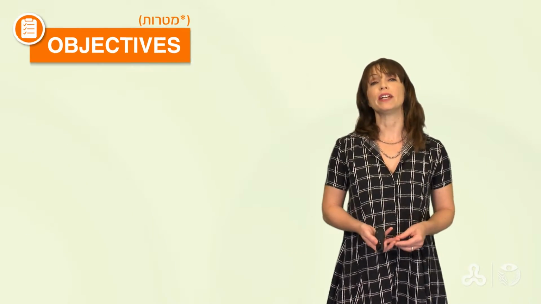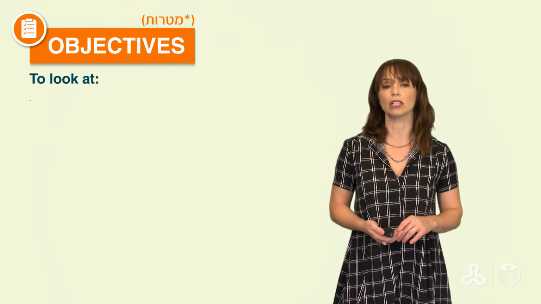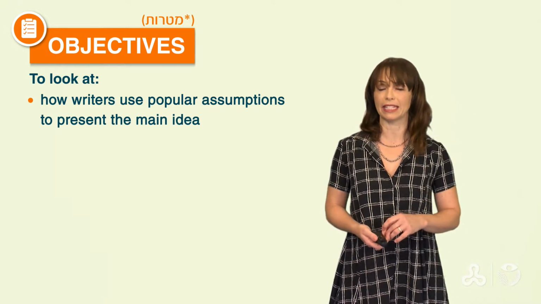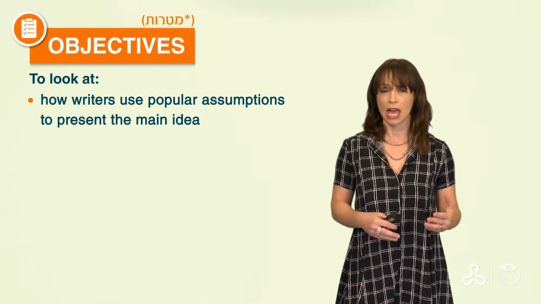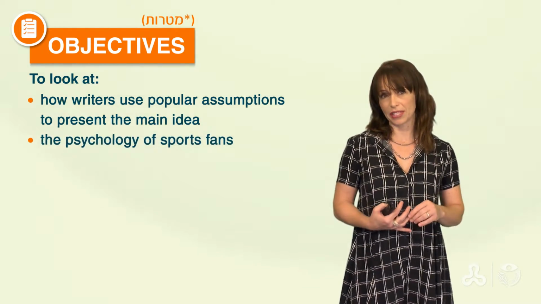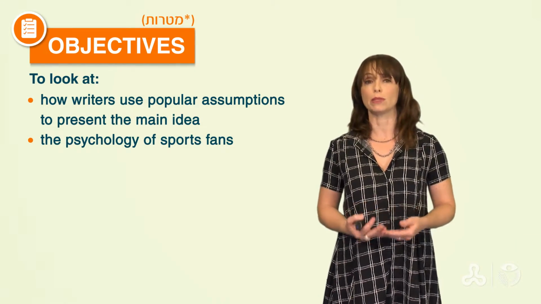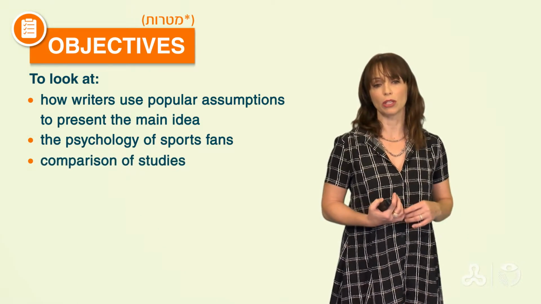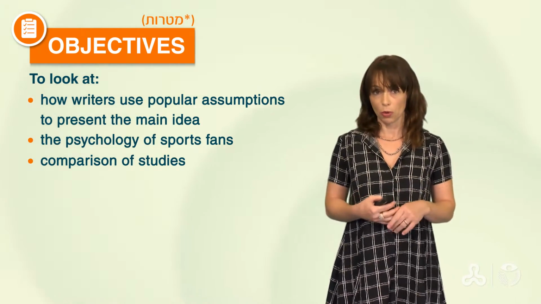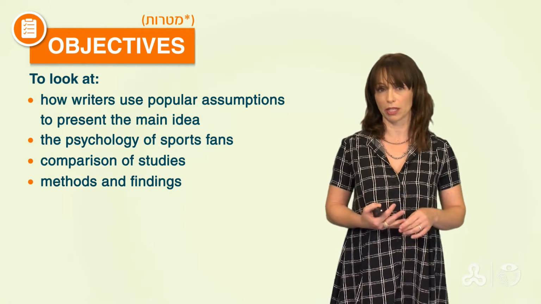So what are the specific objectives for our text today? In our text today, we're going to look at how writers use popular assumptions to raise the main idea. Yes? How writers use some popular assumption to raise the main idea in the text. We're going to be looking at the psychology of sports fans. We're also going to be looking at comparison of studies. We'll compare different studies. We're going to be focusing on methods and findings, yes? What are the methods and the findings of the studies.